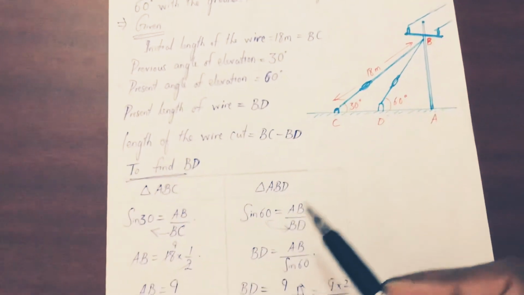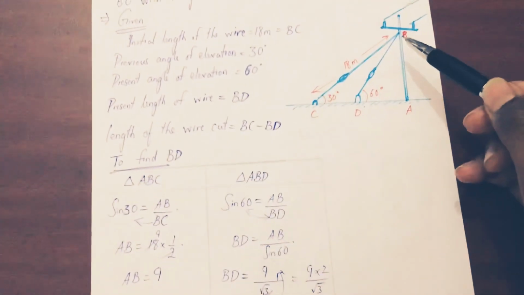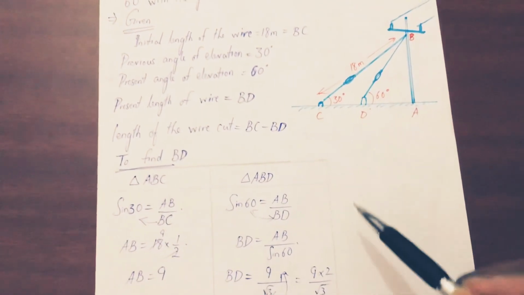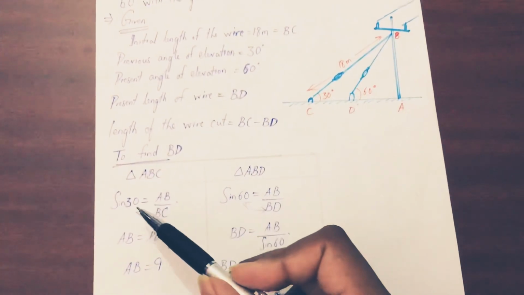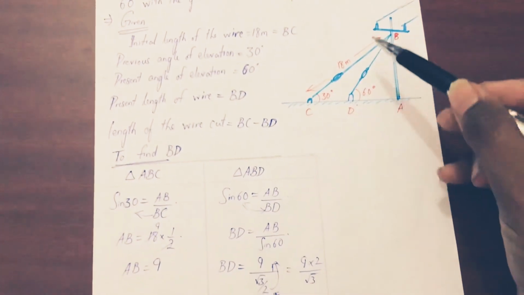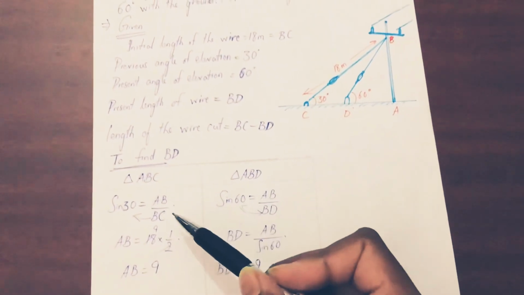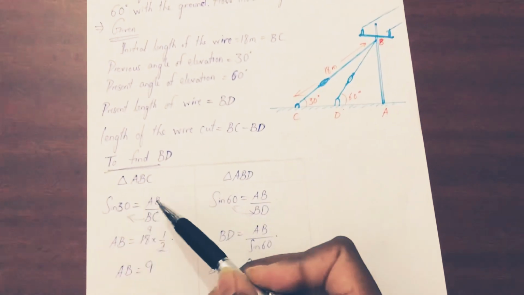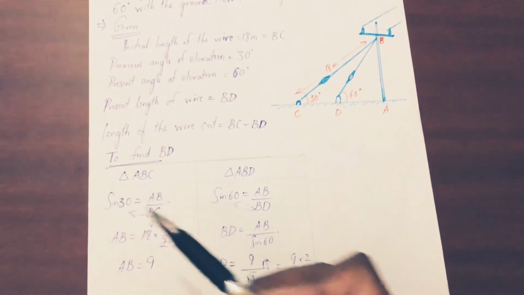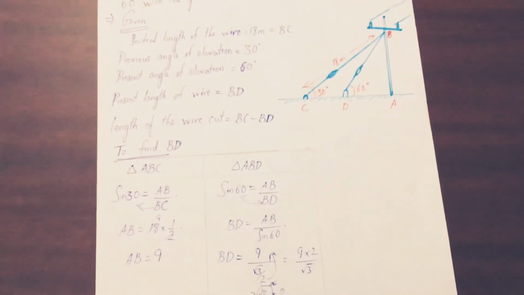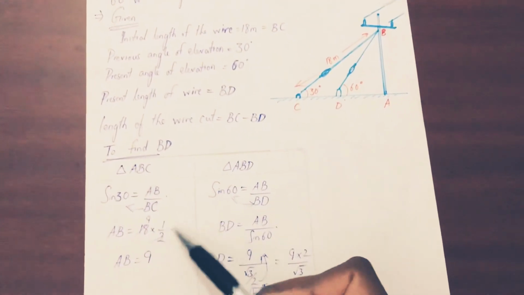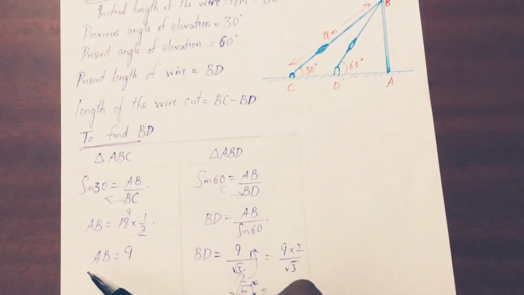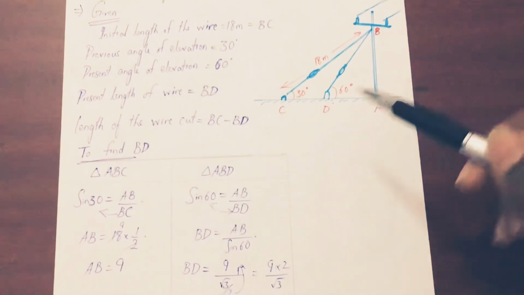To find length BD, we take two triangles here, triangle ABC and triangle ABD. In triangle ABC, sine 30 is equal to opposite by hypotenuse, AB by BC. So we switch the positions, and AB is equal to BC into sine 30. Sine 30 value is 1 by 2, BC is 18, so 18 times 1 by 2 is 9. So we got the AB length, and that is the length of the pole.